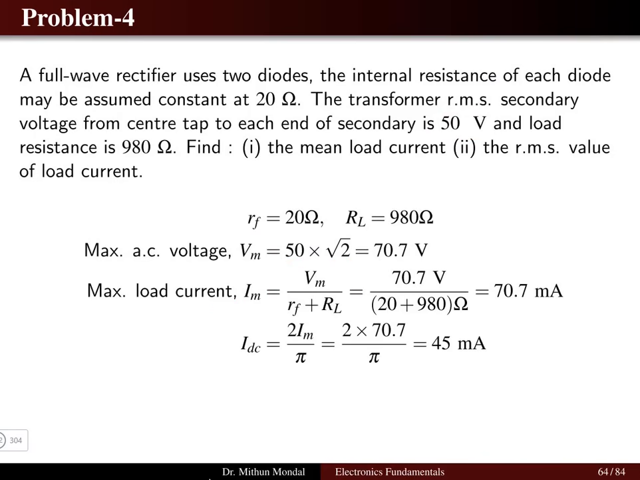And IDC is equal to 2 Im by pi. Note this 2 is coming because it is a full wave rectifier. So that is 45 milliamps. IRMS is Im by root 2. Note here we are dividing with root 2 and not with 2. That is in case of half wave rectifier. So it is 50 milliamps.